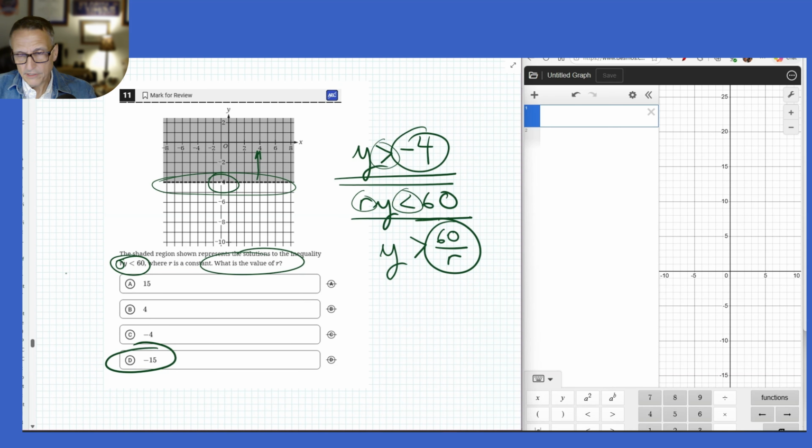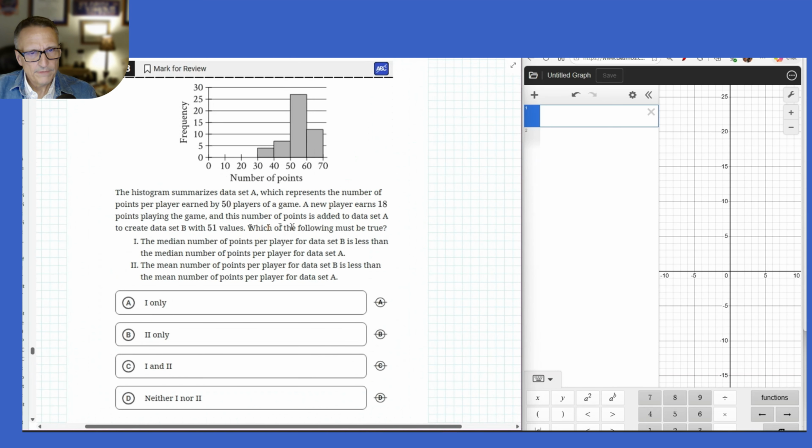Okay, let's move on. Number 13. The histogram summarizes data set A, which represents the number of points per player earned by 50 players of a game. A new player earns 18 points playing the game, and this number of points is added to data set A to create data set B with 51 values. Which of the following must be true? Well, the 2 points that we have to evaluate here are whether the median of B is less than the median of A, and whether the mean of data set B is less than the mean of A.